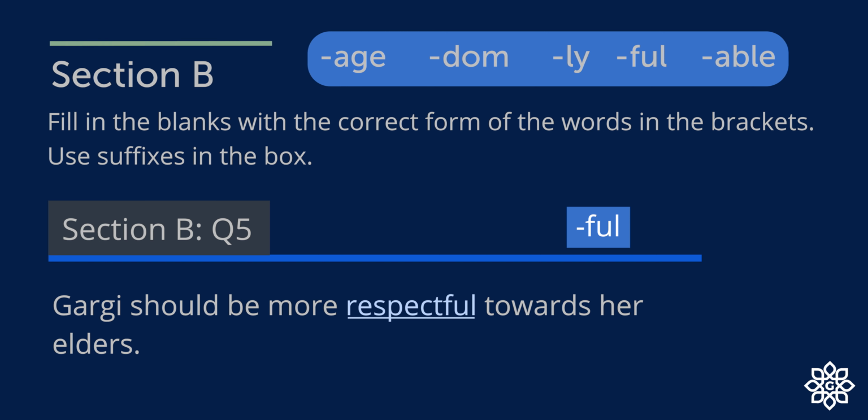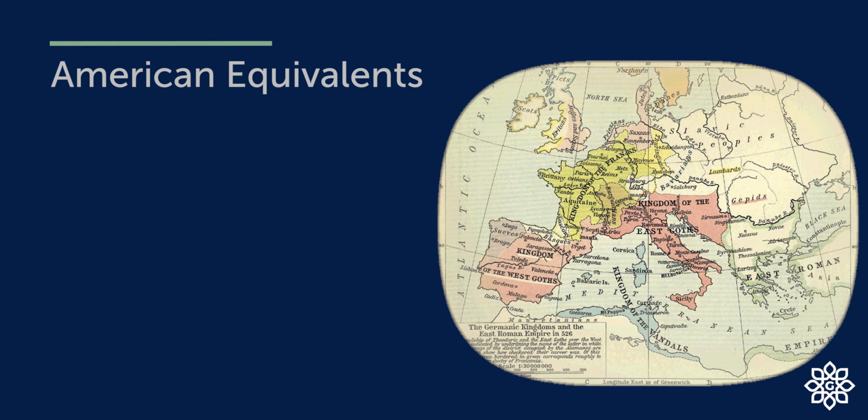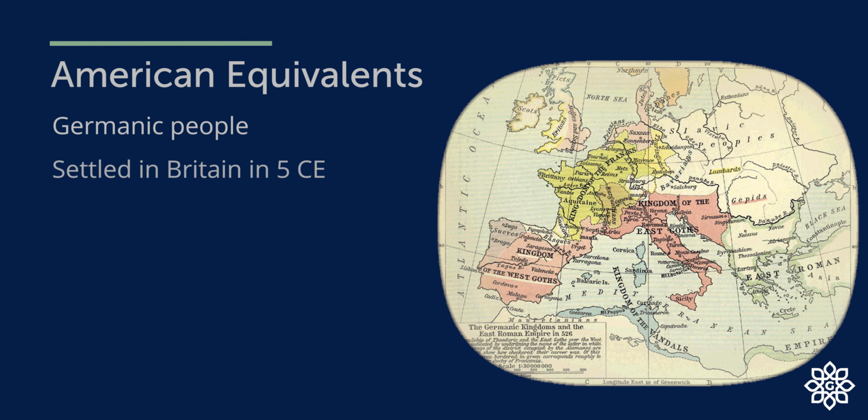Now, let's move to the next section, American equivalents. What are American equivalents? English emerged from the dialects and vocabulary of Germanic people who settled in Britain in the 5th century CE. English has gone through so many changes, and the language is influenced by different cultures and religions.